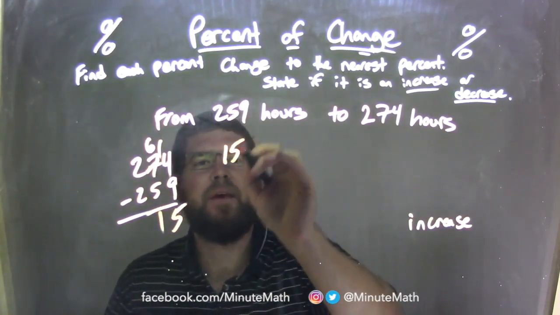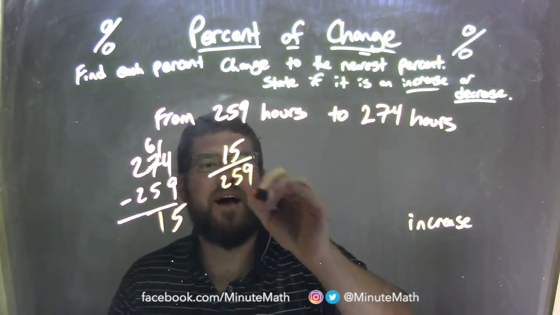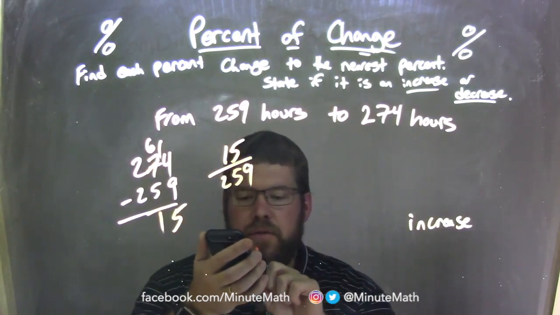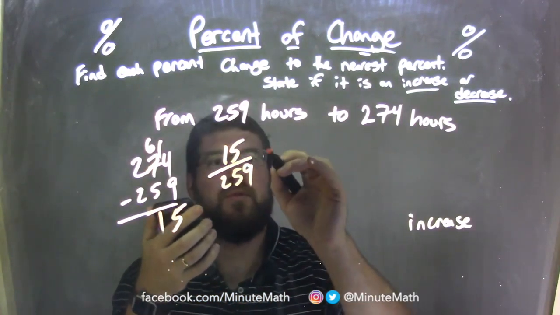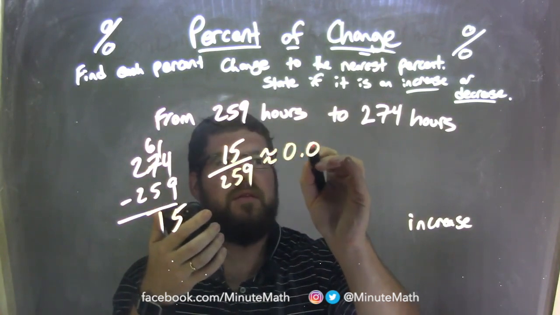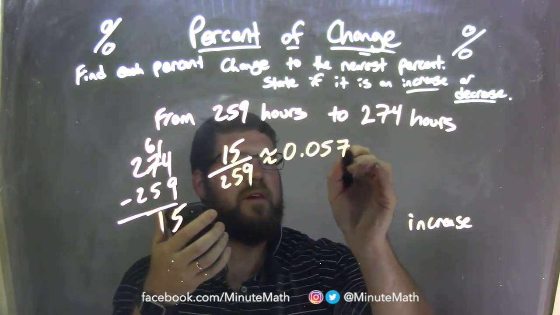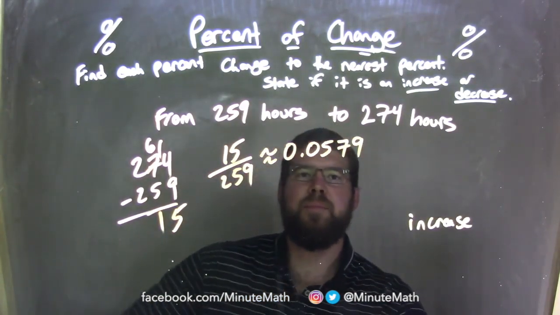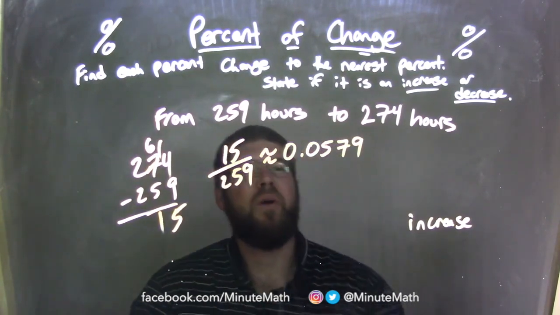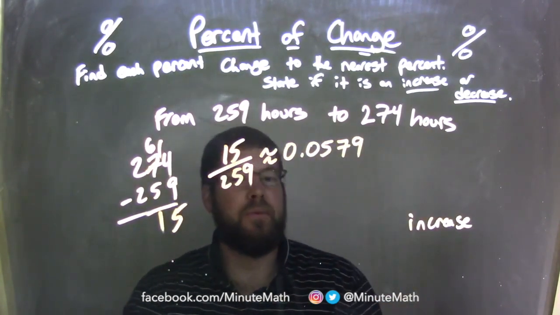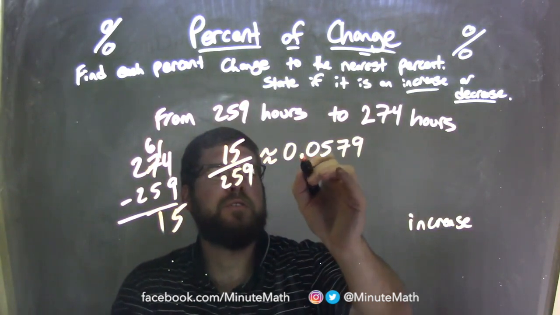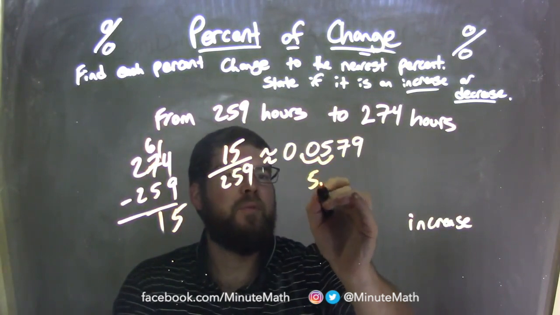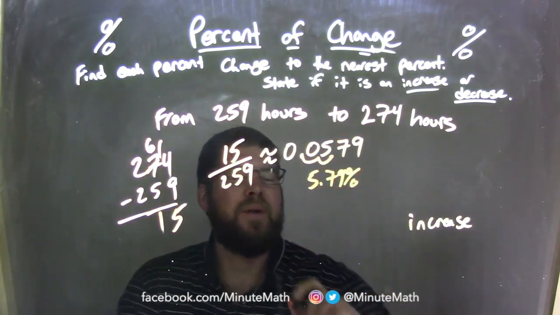I take that 15, and I divide it by my first number, which is 259. Well, 15 divided by 259, let's use the calculator here, and that comes out to be approximately 0.0579, okay? So what do we do here? Well, that's a decimal, and we need to convert that to a percent. So let's move that decimal over 2 spots, right? 1, 2, and that gets me 5.79% approximately. But I need to round that.